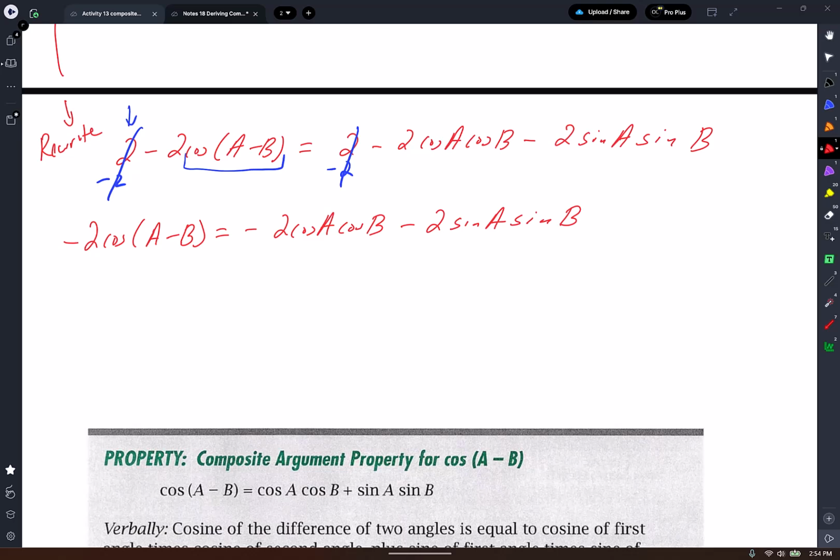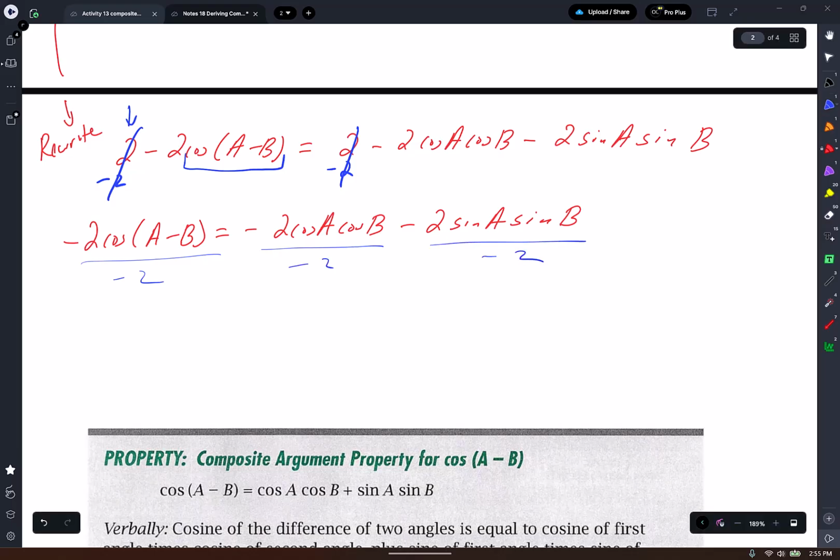Last move. I have negative 2 times cosine a minus b. I want cosine a minus b by itself, so what do I got to do? Divide by negative 2. Whatever you do to one side, you do to everything on the right-hand side the same.